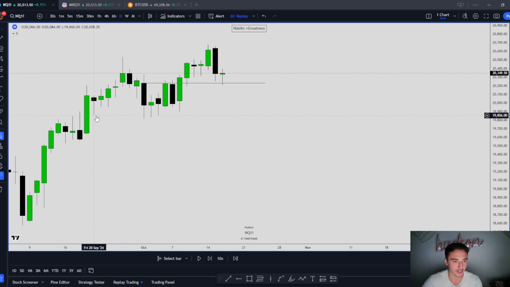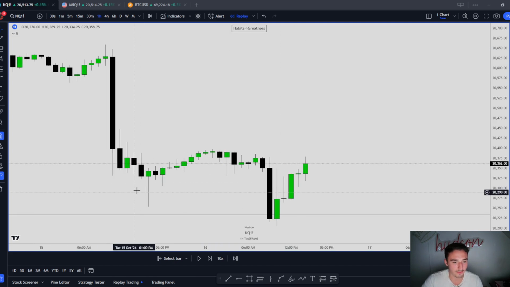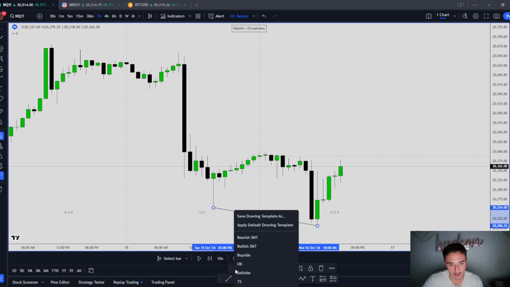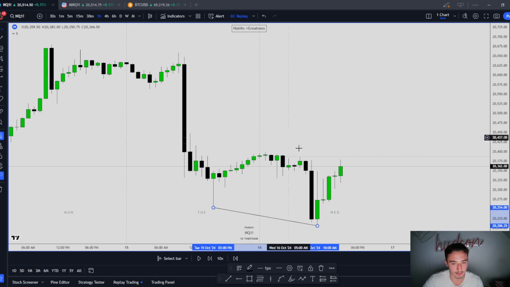Because this one dug into this low over here, right? Then we close above it right here. I wouldn't really use this one because it really didn't do anything, right? So we have a daily order block, right? And then we have an hourly swing low that is SMT'd, okay? So we have a bullish SMT.